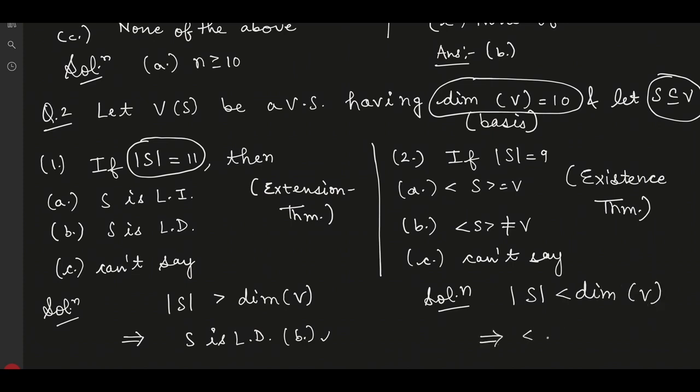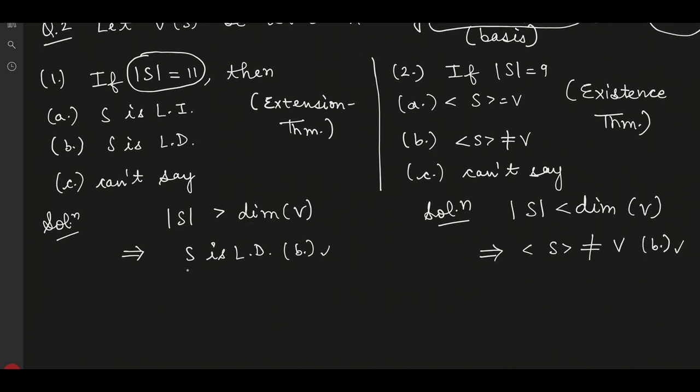That's why it cannot generate the complete vector space V. So B is correct. And here the converse is not true. Means if S is LD, then I cannot say that the cardinality of S is greater than the dimension of V.